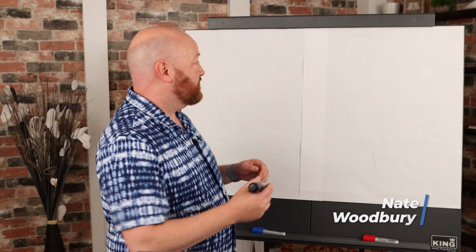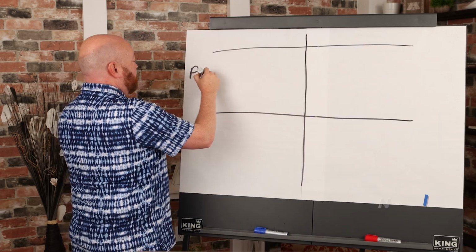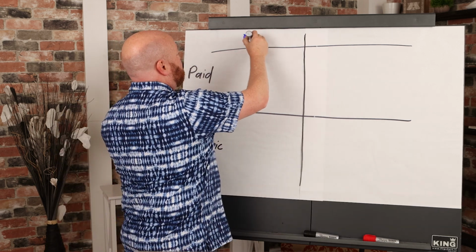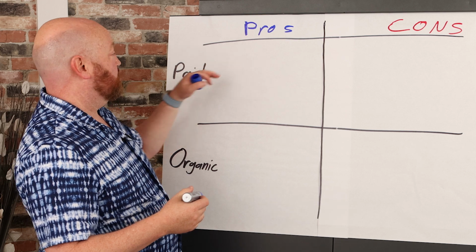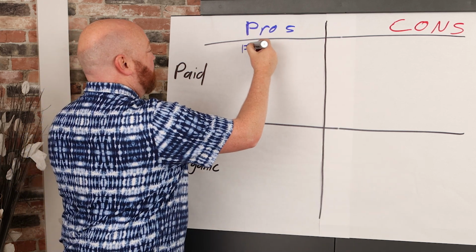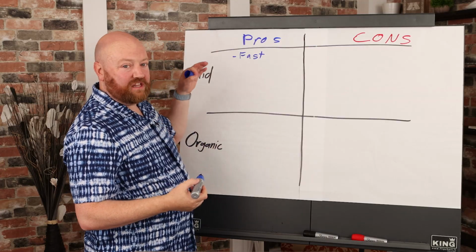Okay, so we're going to break things into a quadrant here. We'll do paid advertising and we'll do organic here. So we'll put the pros here and we'll put the cons over here. All right, so one of the biggest pros of paid advertising is immediate visibility. I'm going to just write it simpler. It's fast. Okay, so paid advertising is a lot faster.